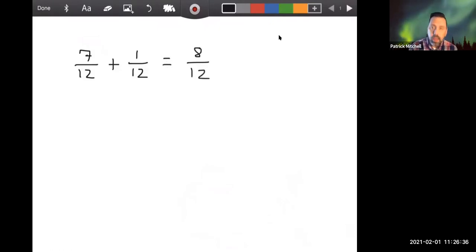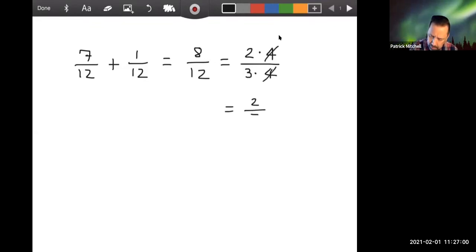8/12. And then the only thing that makes this problem even a little interesting is that you have to simplify your answer. So 8 is 2 times 4. Oh, you know what? No, that's right. Okay. And 12 is 3 times 4. You get rid of the 4s. And the simplified answer is 2/3.